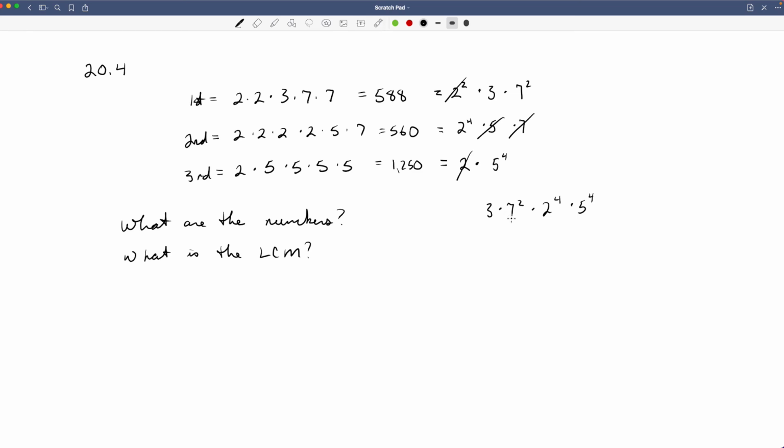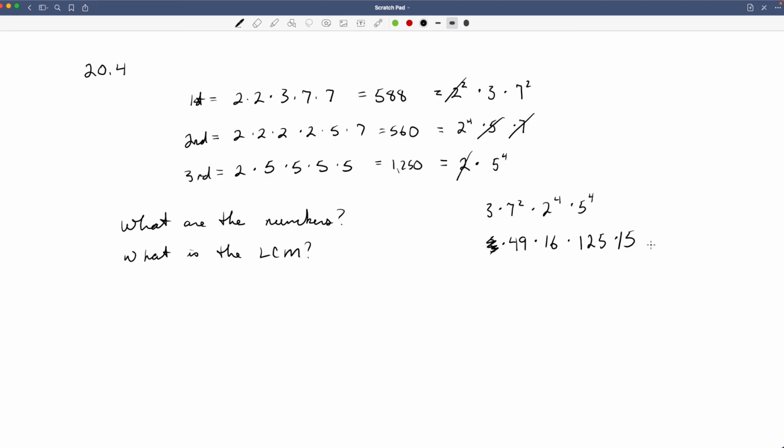So now I'm going to go in here and do the multiplication. 3 times 7 squared is 49, because 7 times 7 is 49. And 2 to the 4th is 16. And I have no idea what 5 to the 4th is. That's 25 times 25. I have no clue what that is. I do know that 25 times 5 is 125, and that leaves another 5. And I know that 3 times 5 is 15, so I'm going to make that 15 and cross out the 3.